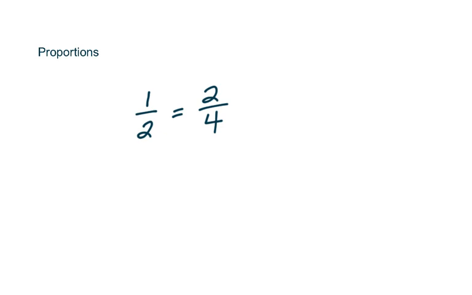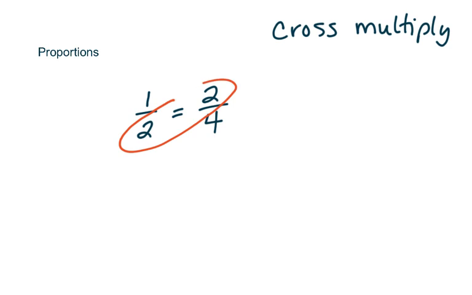And most of the time when we're using proportions, it's because we don't know part of one of the ratios, but we do know that they're equal, and so we use that to solve. The most common method that we use is the cross multiply method. And that just means that I'm going to take the two parts that are diagonal to each other, and I'm going to multiply them together. And then I'm going to take the other two parts that are diagonal to each other and multiply them together.